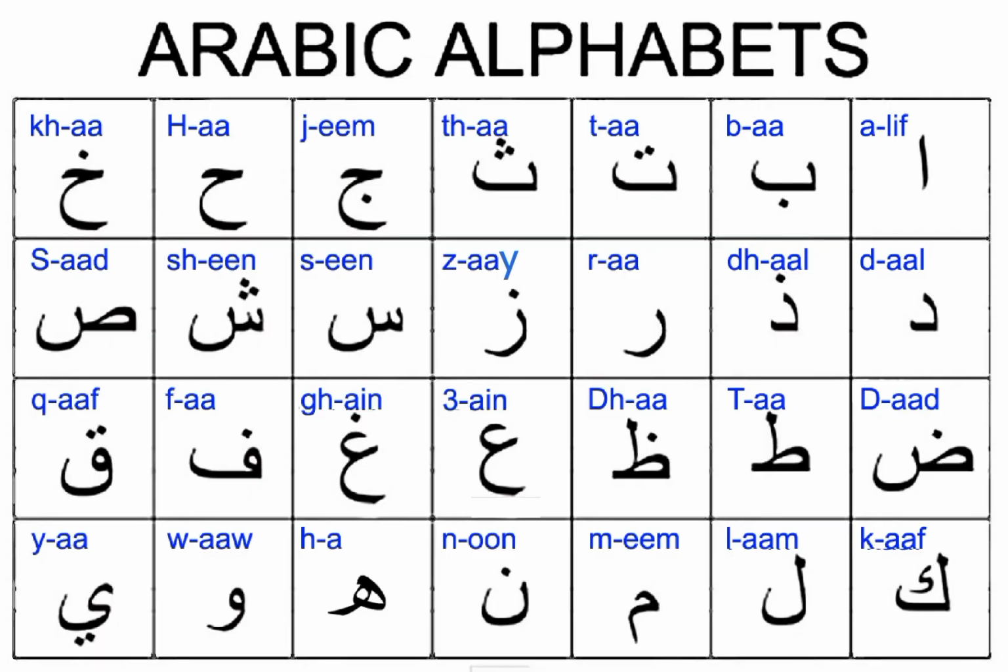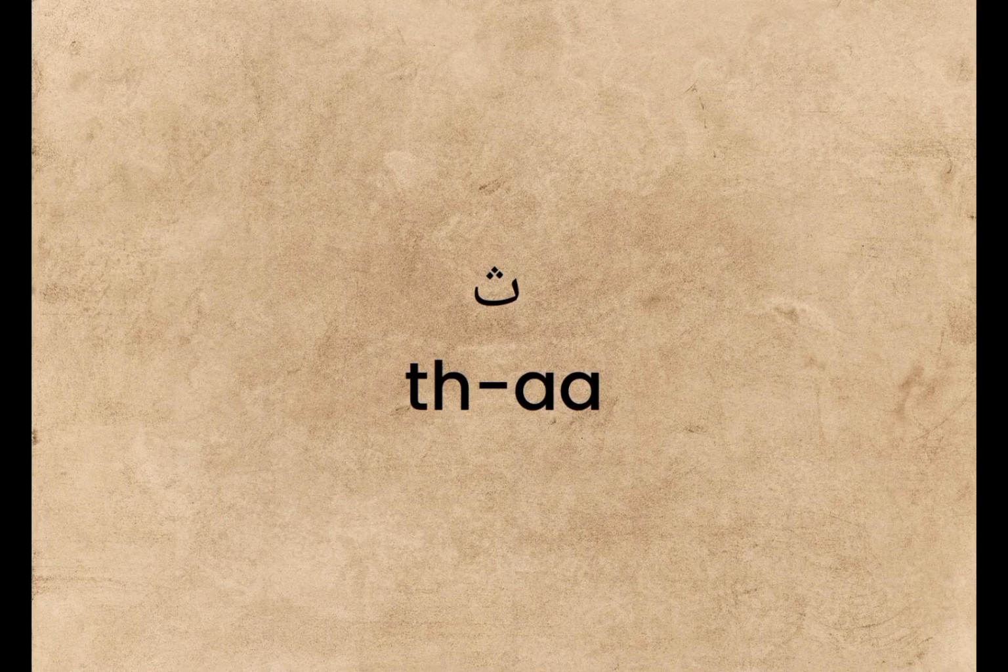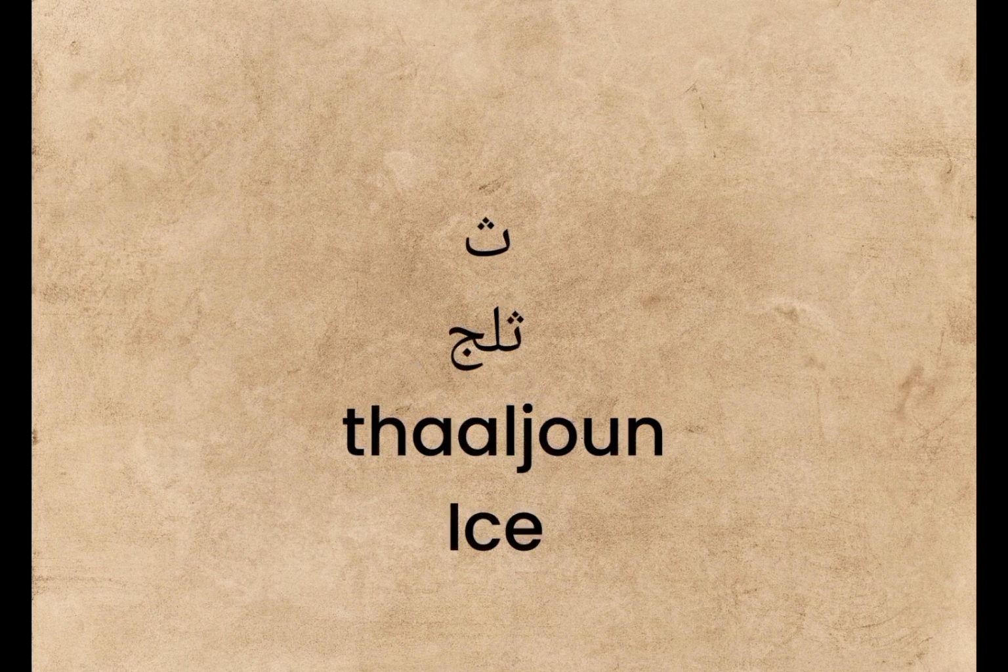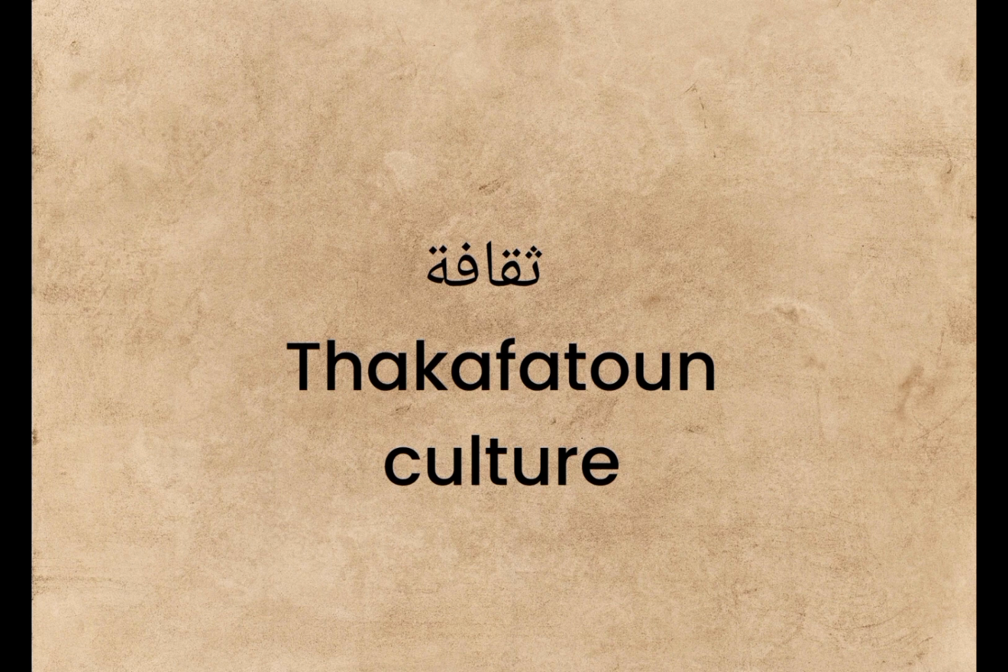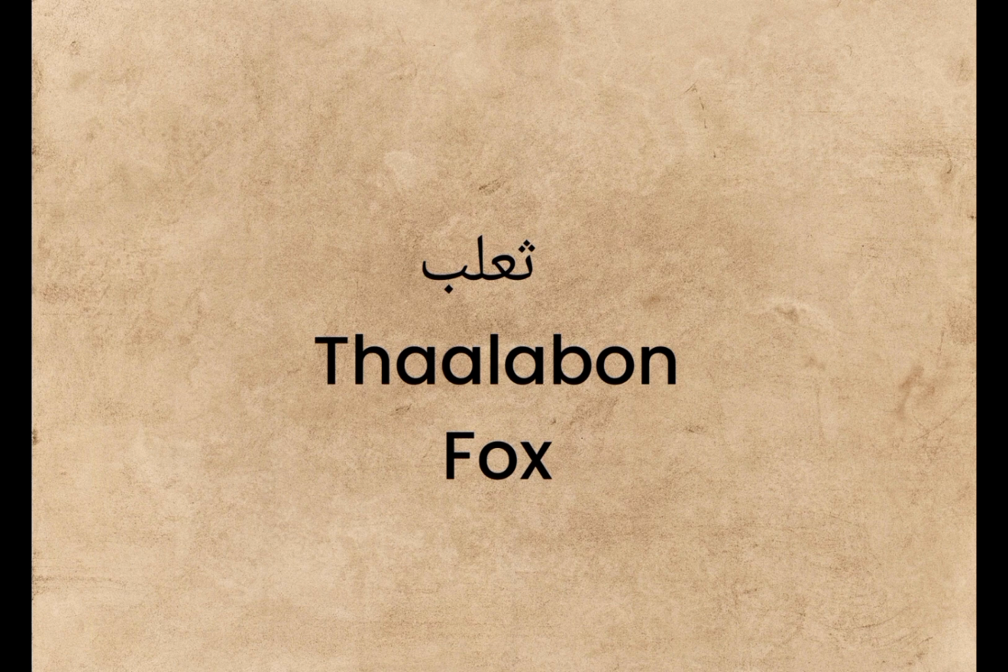And the fourth letter is th. It's like Thunderlord. It's th. I give you examples. The first example is ثلج, and it means ice. And the second example is ثقافة, and it means culture. And the last example is ثعلب, and it means fox.